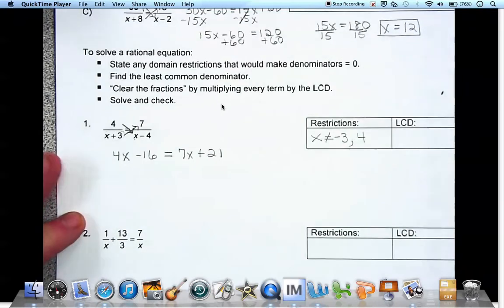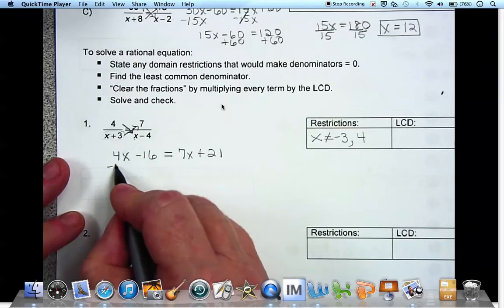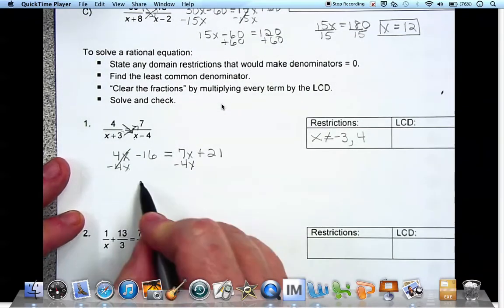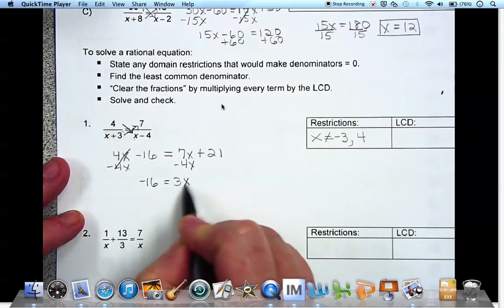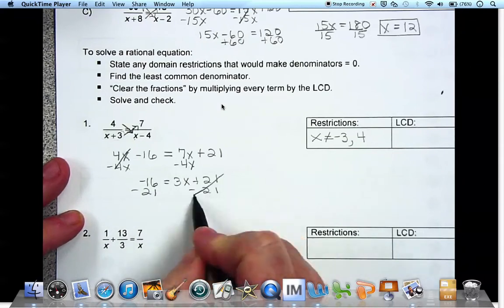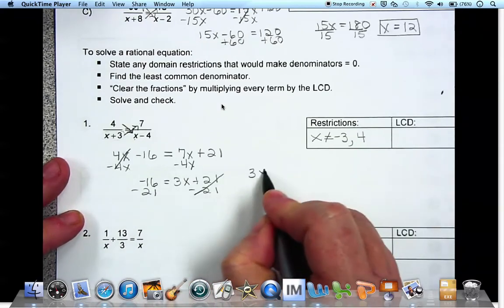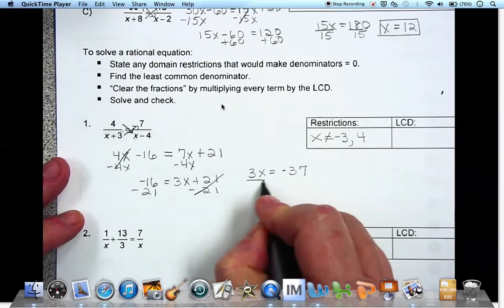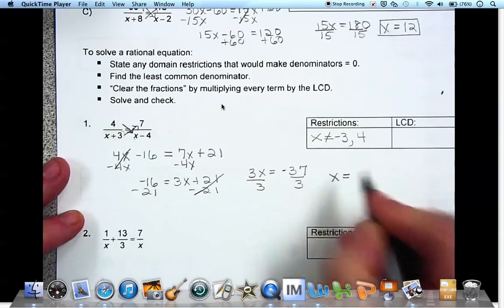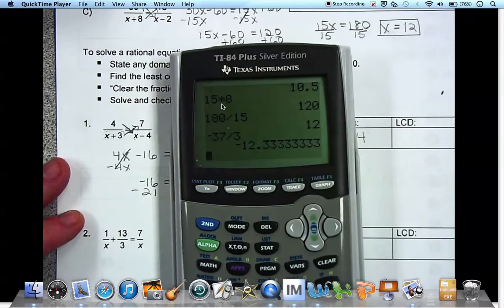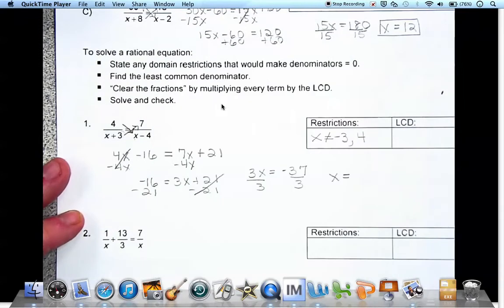Okay, and then let's go ahead and subtract 4x to keep the x's positive. So we have -16 equals 3x plus 21. Then we'll subtract 21. And we get 3x equals -16 minus 21, which is -37, and then divide by 3, and x equals negative 37 divided by 3. You can either leave it as a fraction or a repeating decimal. So we're going to want to leave this as a fraction.